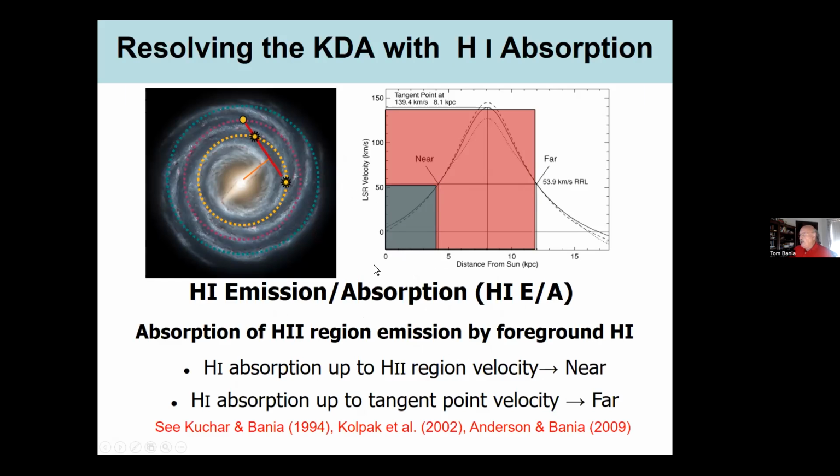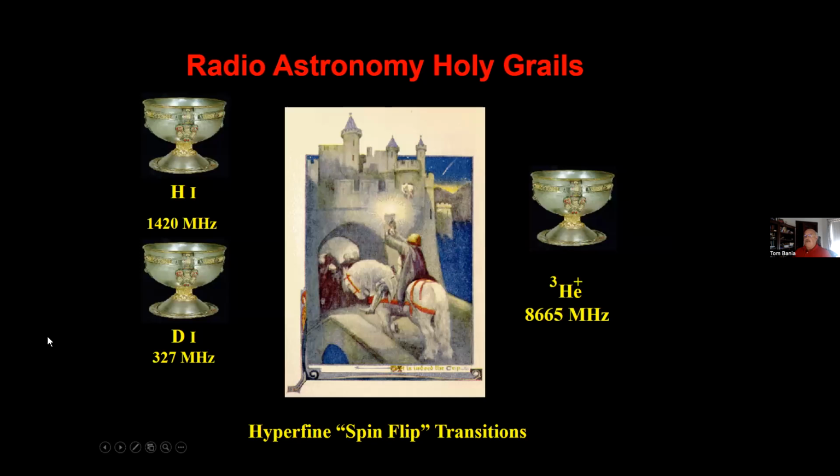And it's beyond the scope of this talk for me to talk much more about that. But resolving this distance ambiguity, determining whether the nebula is at the near or the far distance, can often be done by using HI information, and in particular, HI absorption or the lack thereof, or to what velocity extent it is. If you want to know more about that, see those papers.